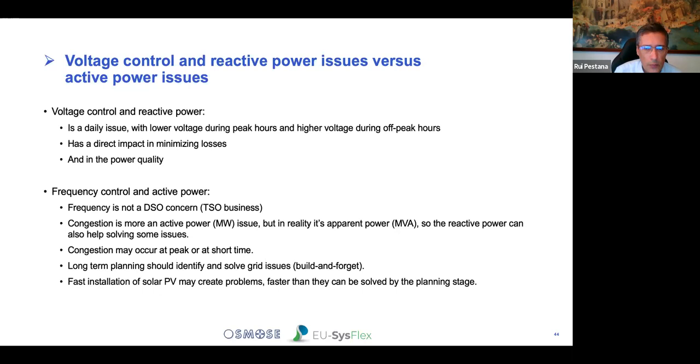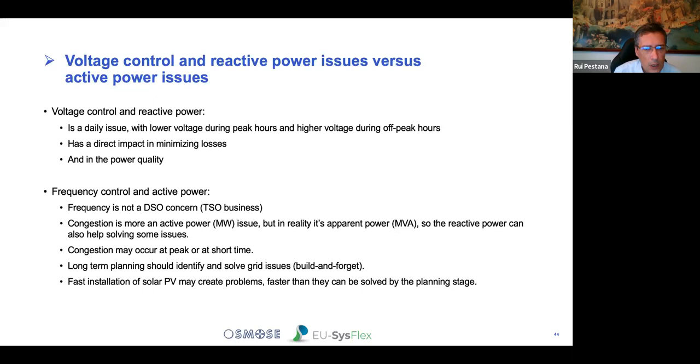Of course, congestion may occur only at peak time or for a short time, in contrast with the voltage that I mentioned, which is an issue typically during the 24 hours of the day, during the night and during the day. Normally, congestions only happen during peak time. Of course, long-term planning should identify and solve these issues.